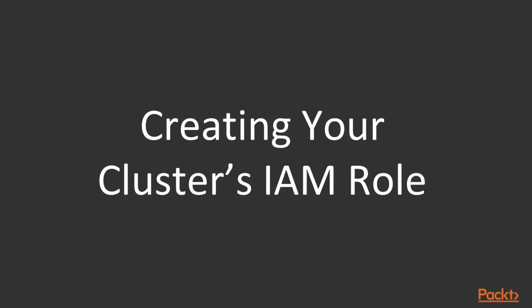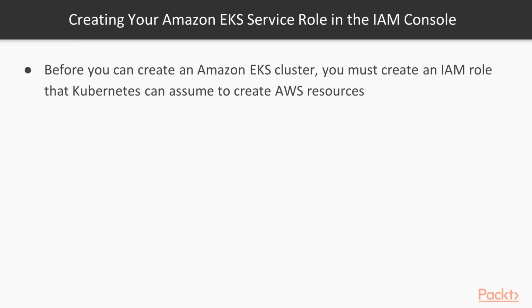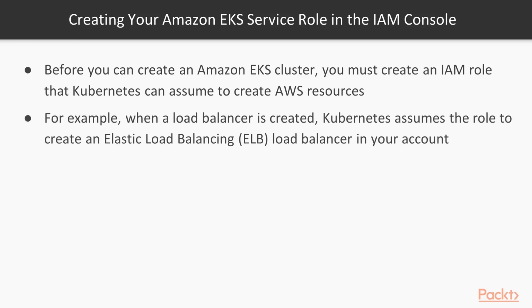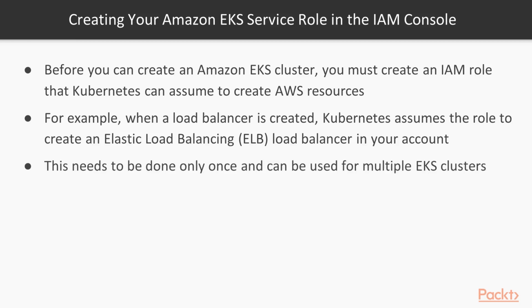Creating your cluster's IAM role. Before you can create an Amazon EKS cluster, you must create an IAM role that Kubernetes can assume to create AWS resources. For example, when a load balancer is created, Kubernetes assumes the role to create an elastic load balancer in your account. This only needs to be done one time, and it can be used for multiple EKS clusters.